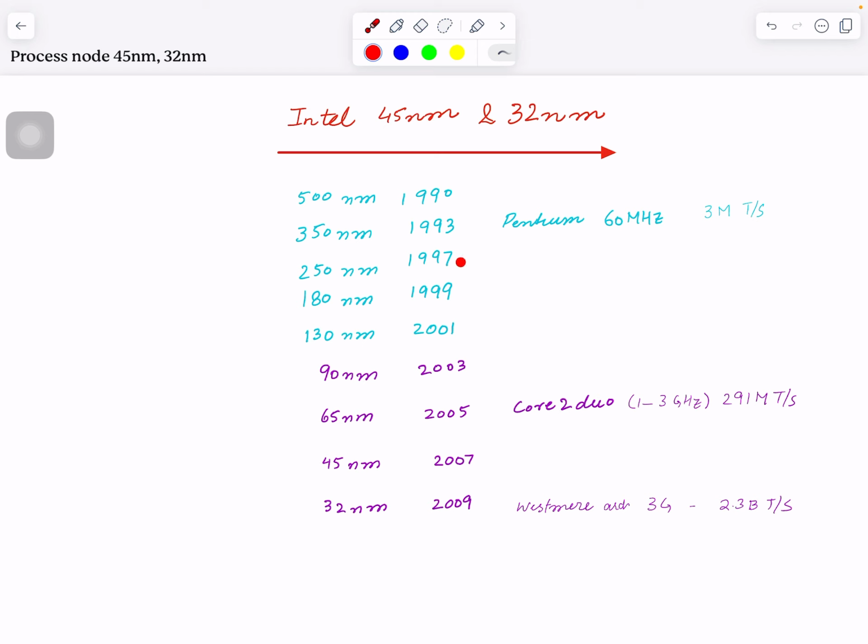Then every 2 years, we have a new process technology. Maybe in another video I will discuss the tick-tock process. One is where new architecture comes, and another one is where technology enhancements come, because you don't want to bring in completely new architecture and completely new technology at the same time. So that tick-tock was a very successful strategy for Intel for a long time.